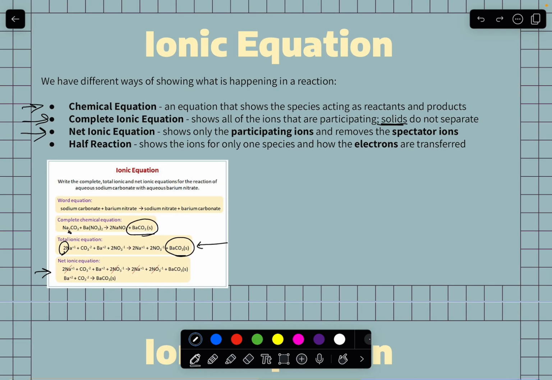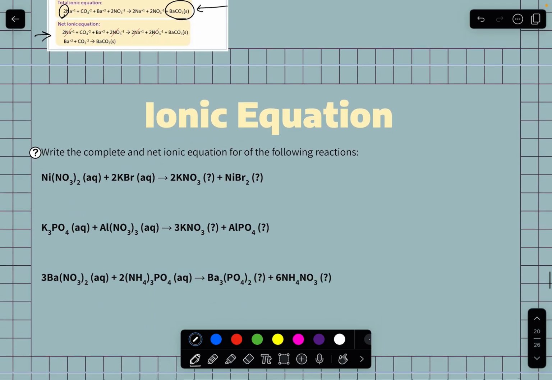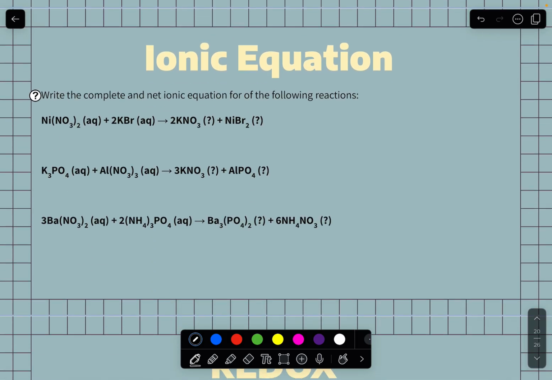Half reactions show just one species. So we can show the reaction just for barium or just for the carbonate, not both of them together. Okay, so let's do some practice with this. Write the complete and net ionic equations for the following.